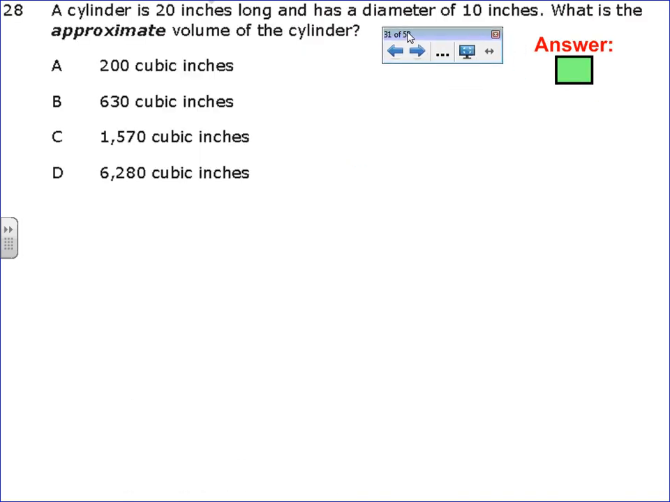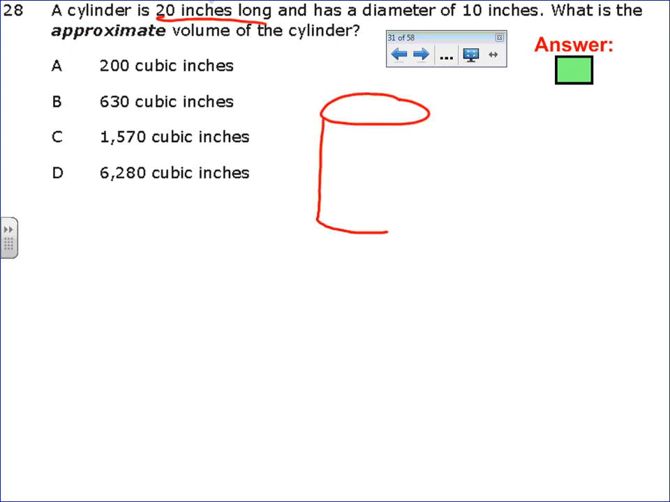Okay, for this one, it says the cylinder is 20 inches long. I'm going to draw my cylinder. When they're telling me 20 inches long, they're telling me that's the height, okay? 20 inches long. And that it has a diameter. My diameter is equal to 10. Well, that's the diameter. The radius is half of that. This is my radius. So that means that the radius is what? Half of 10, which is 5.